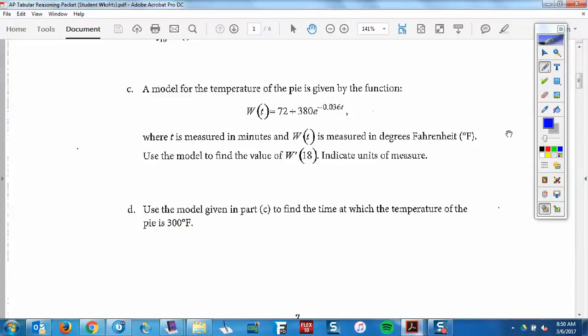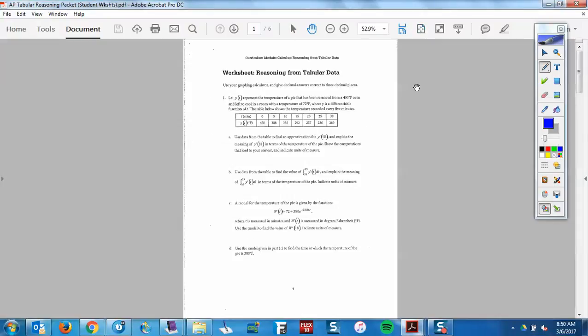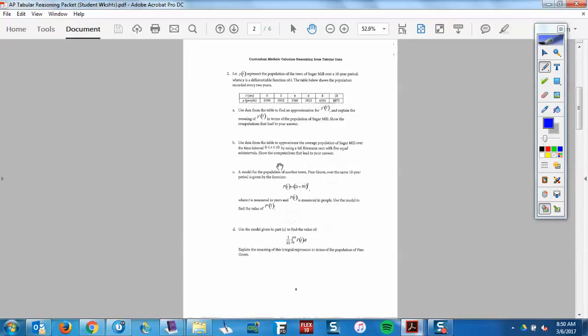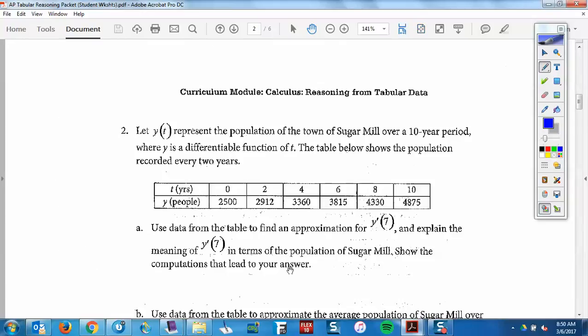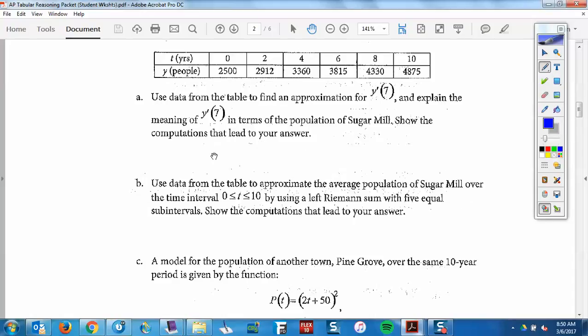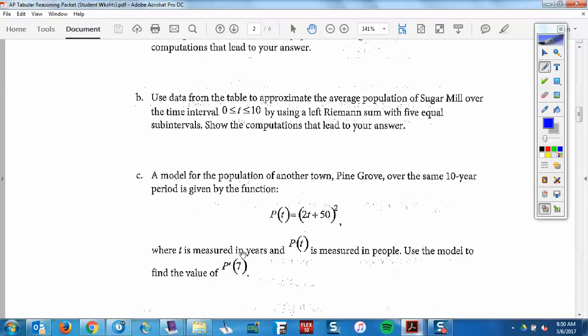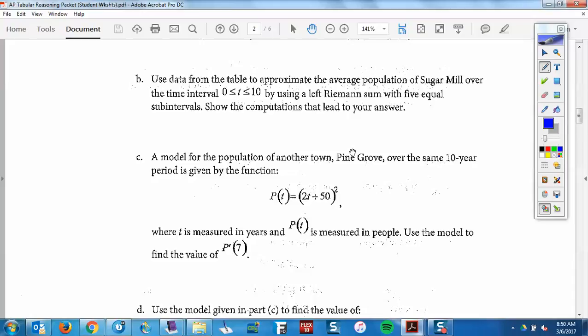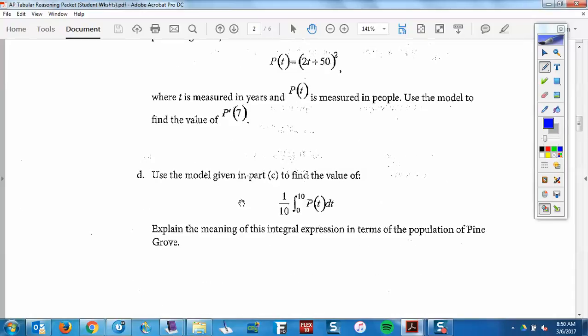All right. So what else? They weren't all exactly like that, but you're right. They gave you a table, and then they would also give you an equation. What about part D on this one? What is this? And then what was P here? P was the population of Pine Grove over a 10-year period. So what is this?